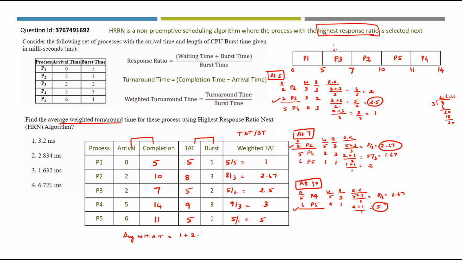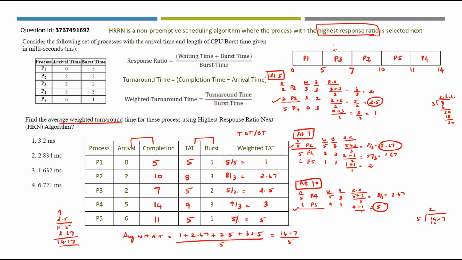1 plus 2.67 plus 2.5 plus 3 plus 5 divided by 5. 3 plus 5 is 8. 8 plus 1 is 9. 9 plus 2.5 is 11.5. 11.5 plus 2.67 will be 14.17. 7 plus 4 is 11. 1 plus 1 is 2. 2 plus 2 is 4. 14.17 in the numerator. 14.17 divided by 5.